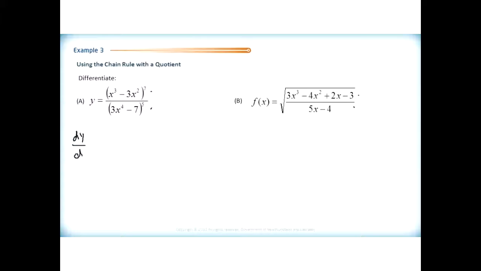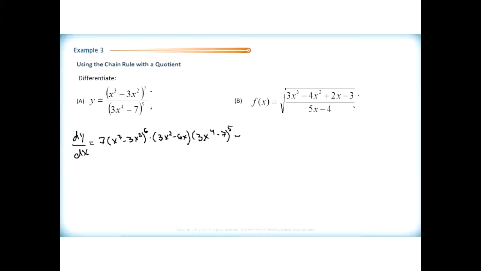So for the first one, dy by dx is going to be equal to the derivative of the top stuff, which will be 7 times this to the power of 6 multiplied by the derivative of the guts, so 3x squared minus 6x. And then I need to subtract the derivative of the top stuff multiplied by the bottom. I forgot the bottom business there, didn't I? Okay, so I better fix that up right away before we get any further here. So let's get rid of that. So we're going to multiply now by the bottom stuff, which was 3x to the power of 4 minus 7 to the power of 5.